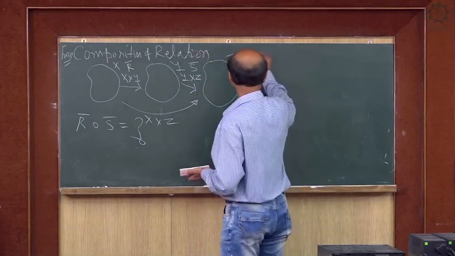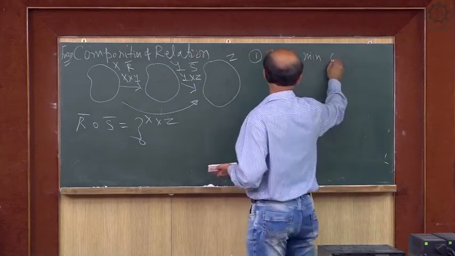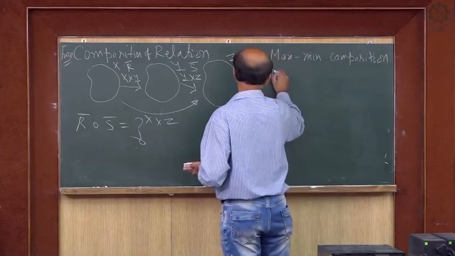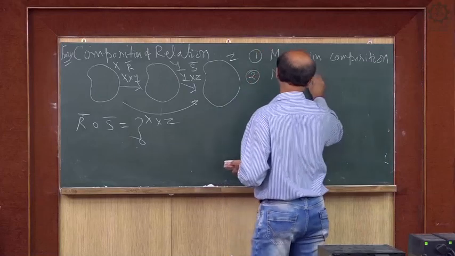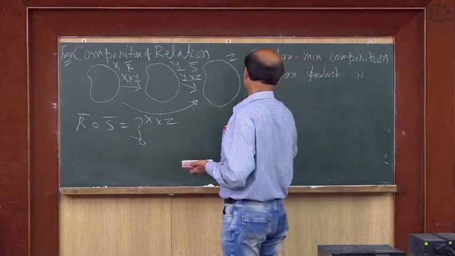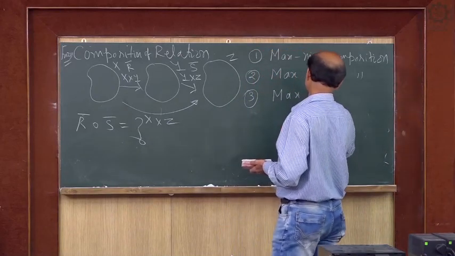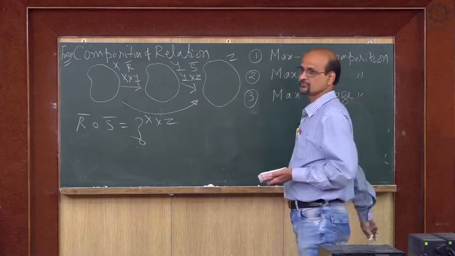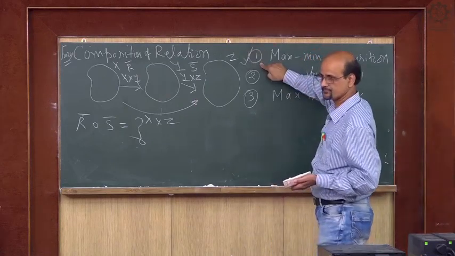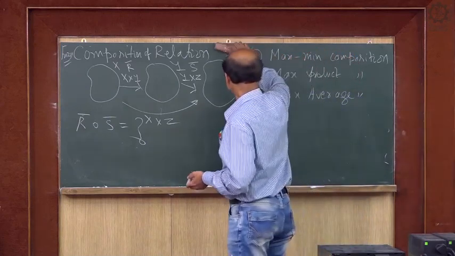So, first one is called max min composition, second one is called max product composition, third one is called max average composition, and in general, practically, we use this max min composition. So, let us do that.